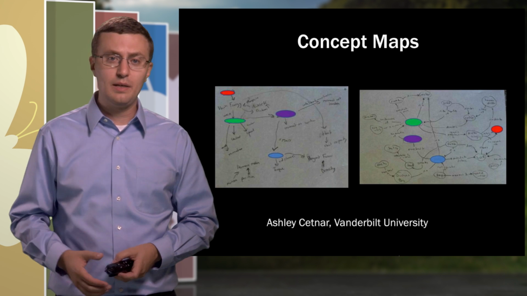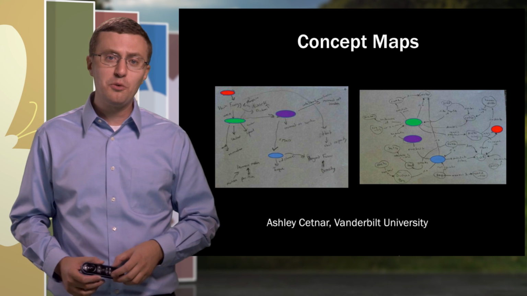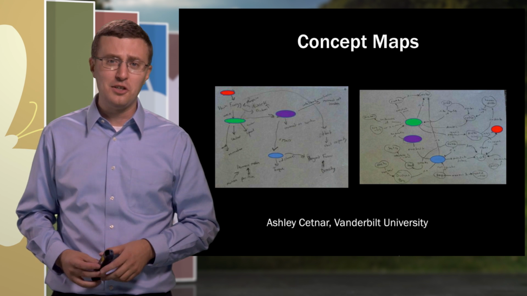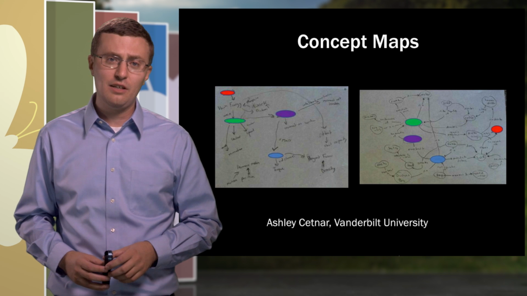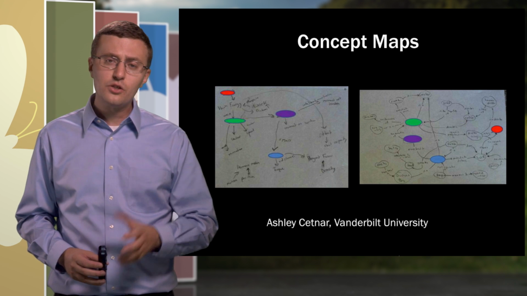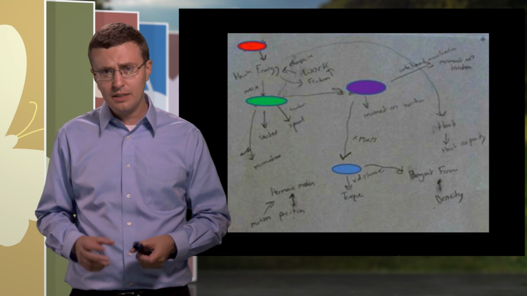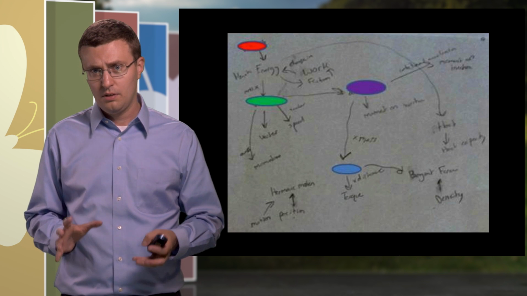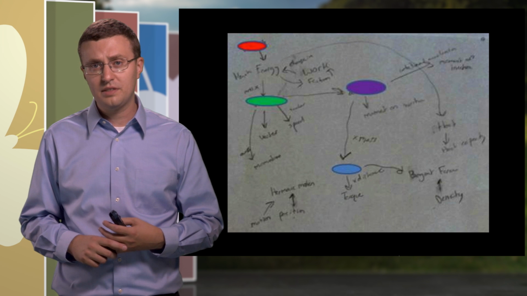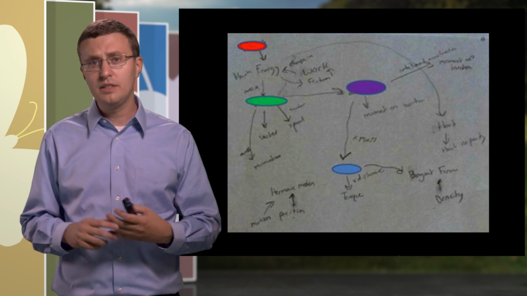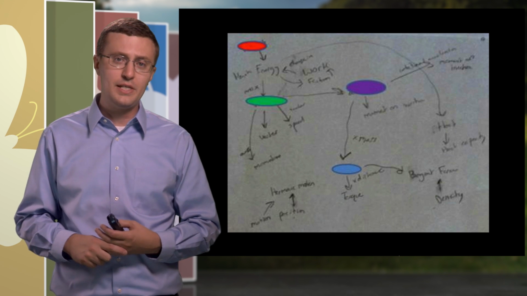Now, here's another example. This was actually another student at Vanderbilt University, Ashley Setnar. She did another study looking at how students use concept maps. And I thought she had a really interesting analysis of concept maps. So what she did was she identified 4 key concepts for the unit that was being studied in this physics course. These were the most important concepts by her estimation.